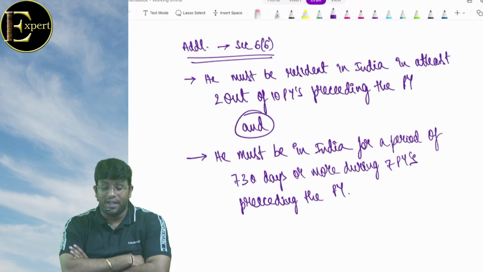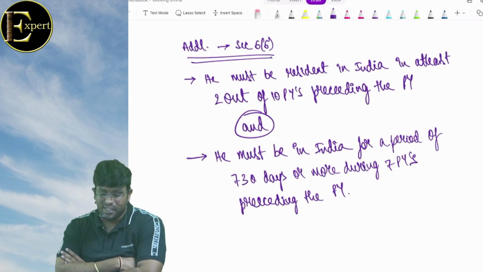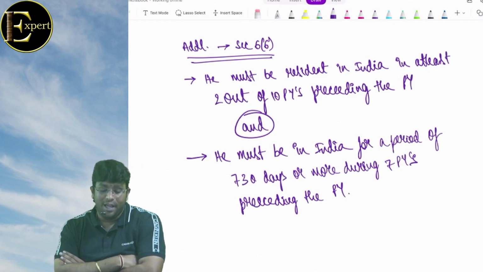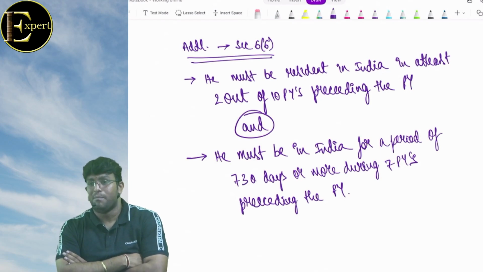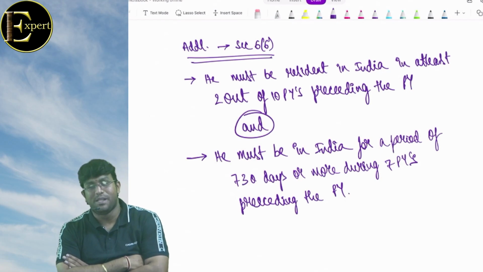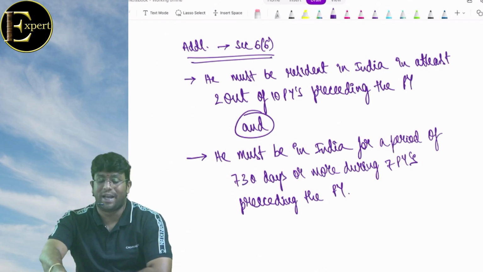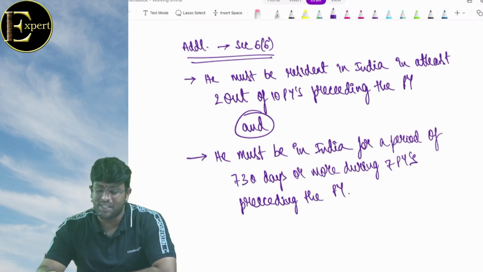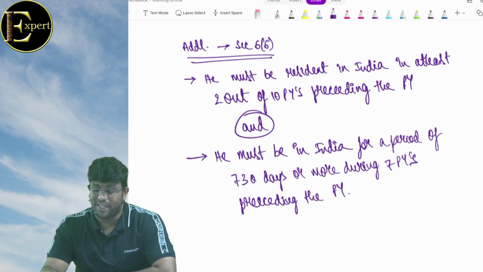He must be resident in India in at least 2 out of 10 previous years preceding the previous year, and he must be in India for a period of 730 days or more during 7 years preceding the previous year. Now, an important point I'll tell you, please keep in mind: whenever you are trying to evaluate residential status, please check whether the second condition is satisfied or not. Because if the second is satisfied, the first one we can check. But if the second is gone, there is no point of checking the first one. Why?